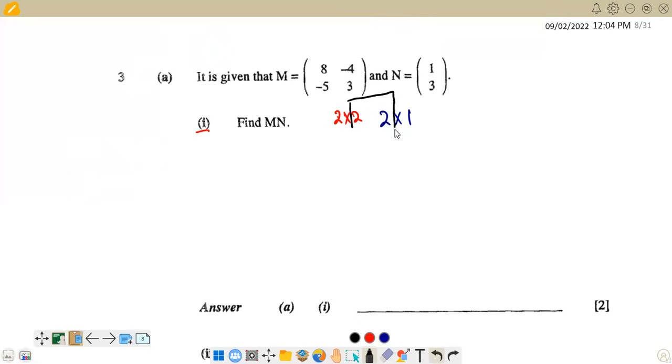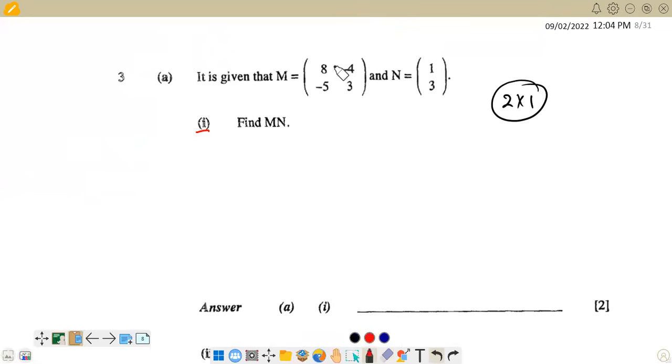It means multiplication is possible. These two are the same. So multiplication is possible, and the 2 by 1 is our answer. So our answer is going to be a 2 by 1 matrix. This is just helping us to know what is going to happen later on. So let us do our matrix multiplication, guys.